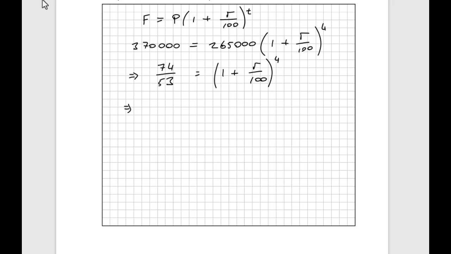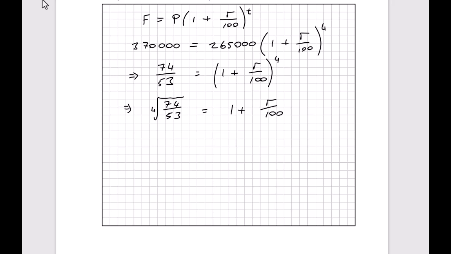Okay, so the next thing we're going to do then is get rid of this 4 up here. Now this entire bracket here is raised to the power of 4, so the opposite to raising something to the power of 4 is to get the fourth root of the right hand side and the left hand side. In other words, if you square something, the opposite to squaring would be to square root it. So we're going to get the fourth root of the left-hand side. And the fourth root of the right-hand side will just cancel that 4 there. So you'll have 1 plus R over 100.